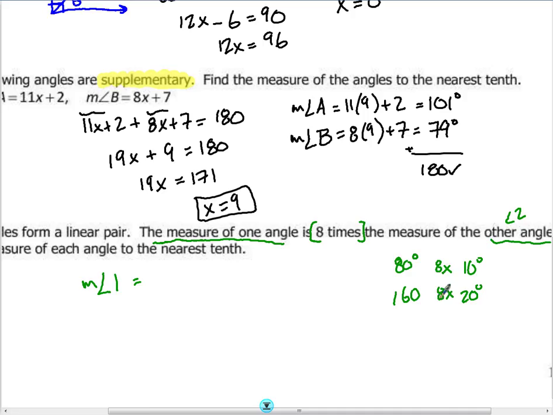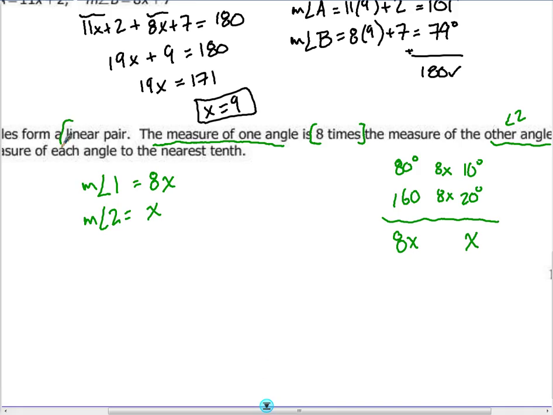Everybody see the relationship we're trying to get to here? So let's say the measure of angle 1 is 8 times x, and the measure of angle 2 is just x. That fits my relationship, and it also defines each of my angles to each other. Now that I have that relationship and I know that they form a linear pair, that means we have two angles with one pair of opposite rays, and they share a common side. So what was the relationship that a linear pair had? Well, they had to be supplementary.